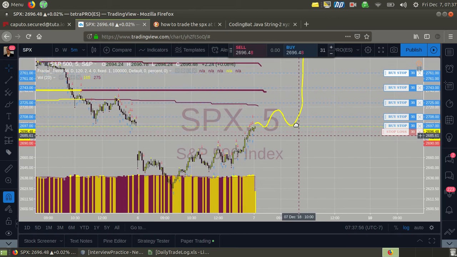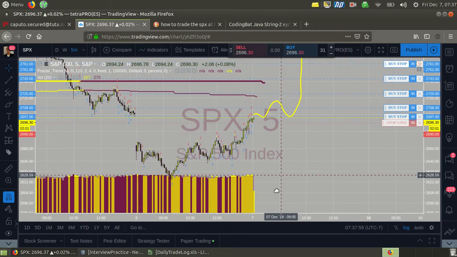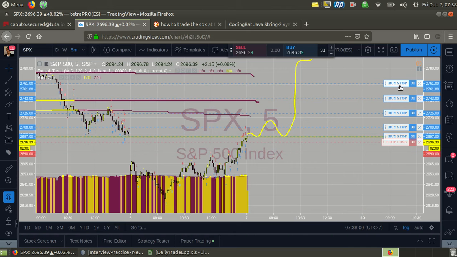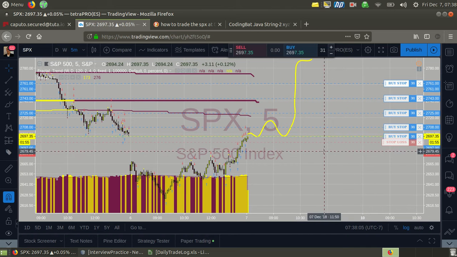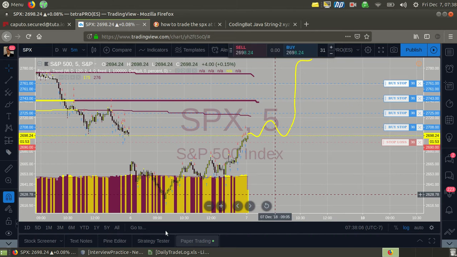Now this is what we did. The market just opened. We already have some buy stops here. You can see that it's 2% of our account equity. This is a paper trading account on Tradingview.